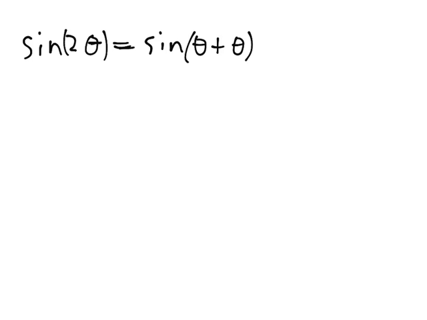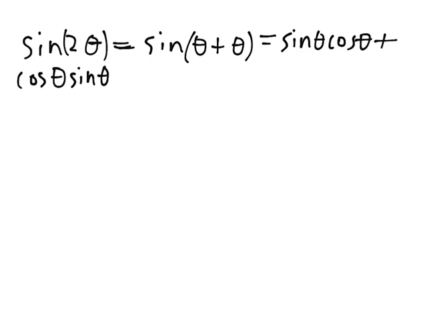Now what if we wanted to find sine of twice an angle? Sine of 2 theta for some angle theta. To do this, we can simply write it as sine of theta plus theta and use the formula that we had from before. This gives us sine theta cosine theta plus cosine theta sine theta. But these are the same, so we can combine them to just get 2 sine theta cosine theta.